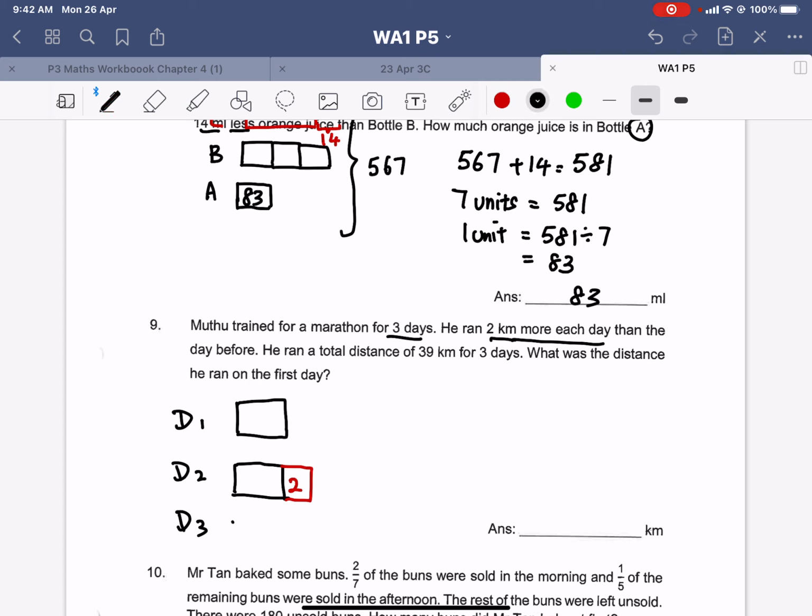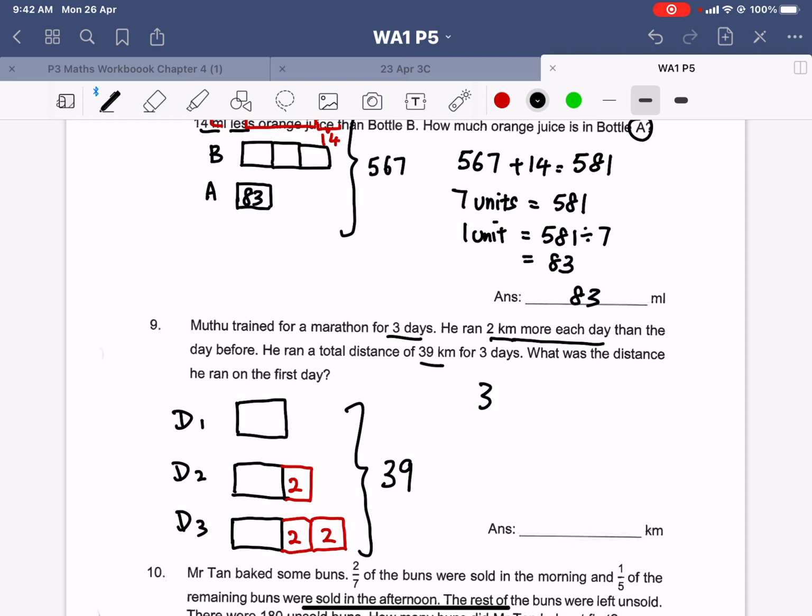And then in day 3, what is going to happen? You are still going to run the same as day 1. You run 2 more in day 2, and then another 2 more in day 3. So that's a total of 3 days, and this 3 days is 39. Alright, that's what they mentioned in the story.